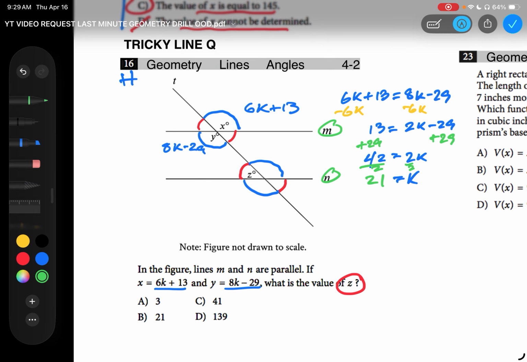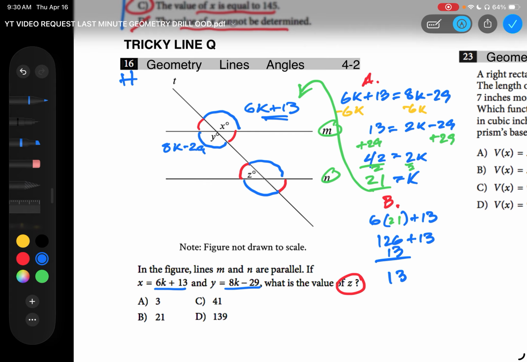See, this is a step-by-step problem. So we did part A. Let me label that as part A. What's going to be part B? We're going to take that 21 and plug it right back into one of the formulas. I'll stick it into this one because I don't feel like subtracting using 8k minus 29. So I'm going to use 6k plus 13. So what is 6 times, what's our k? It's 21, and then plus 13. Now we're going to get this angle measurement. So what's 6 times 21? Looks like it's going to be 126 plus the 13. And that's going to equal 139 degrees.